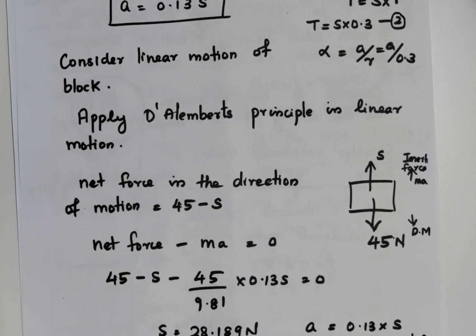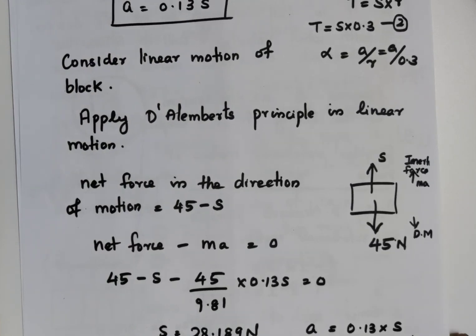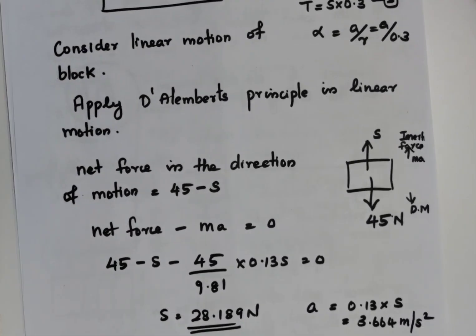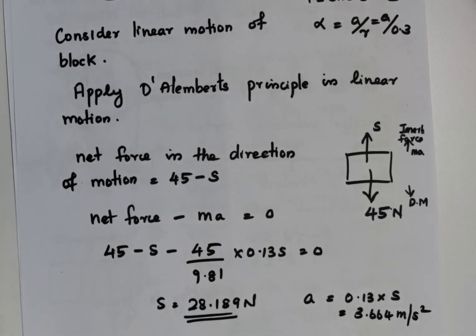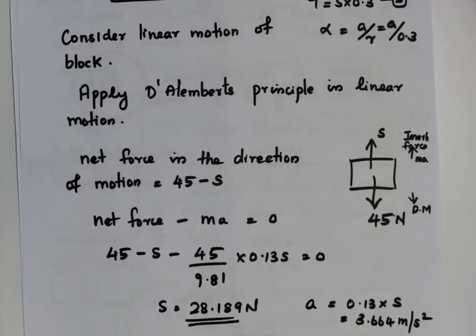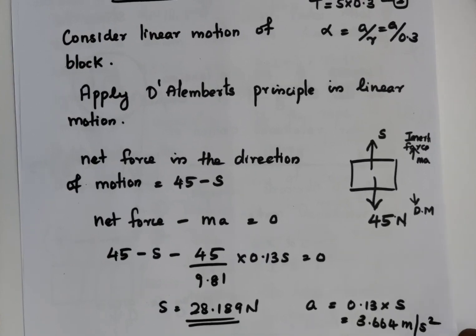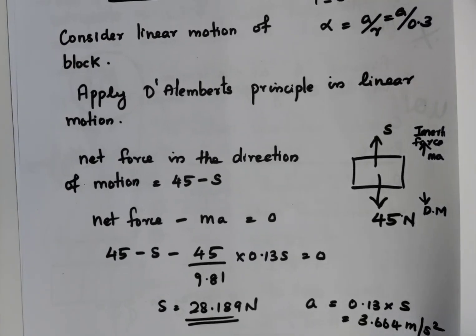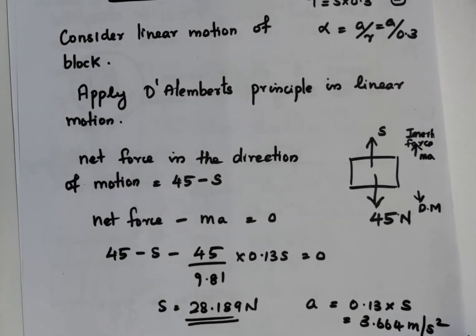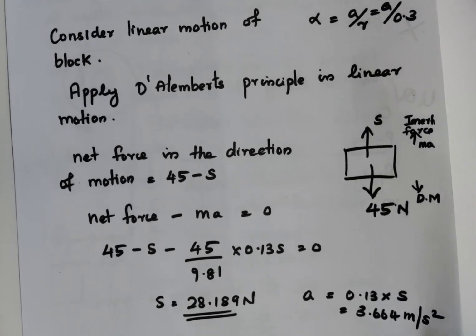M is equal to 45 by 9.81 into acceleration. Acceleration is equal to 0.13 S. So from this equation you will get S is equal to 28. After getting S, you can calculate the linear acceleration, that is equal to 3.664 meter per second square.